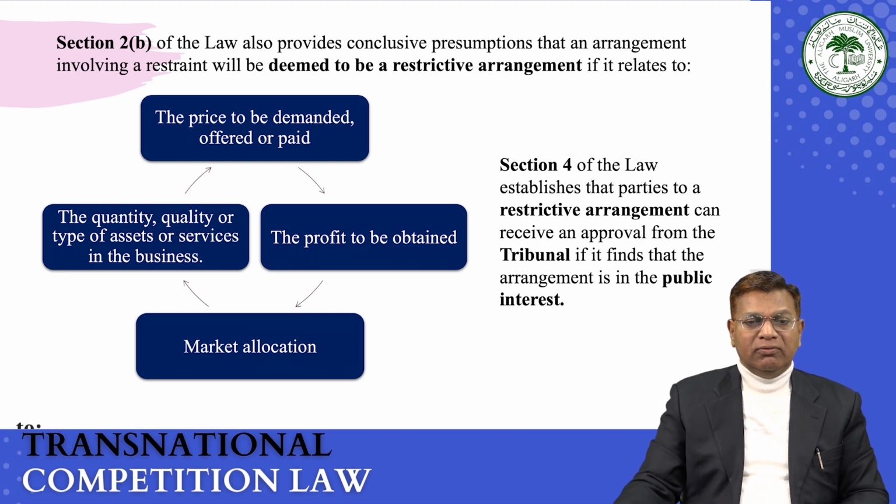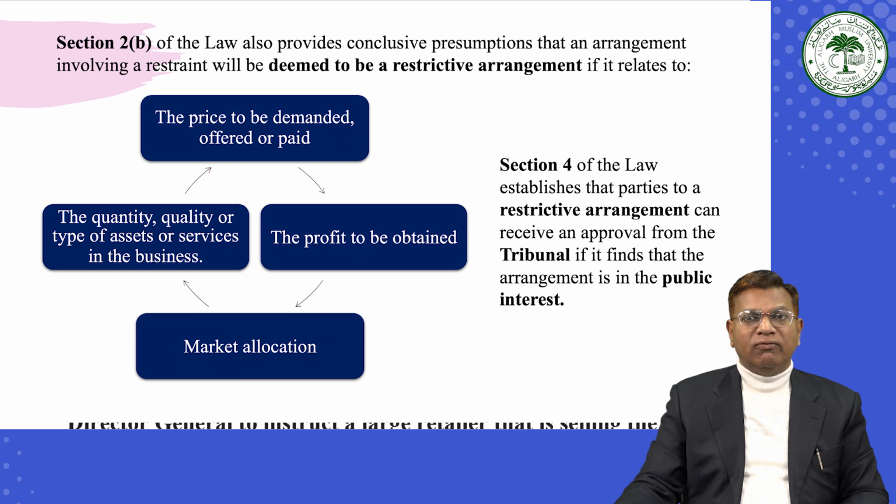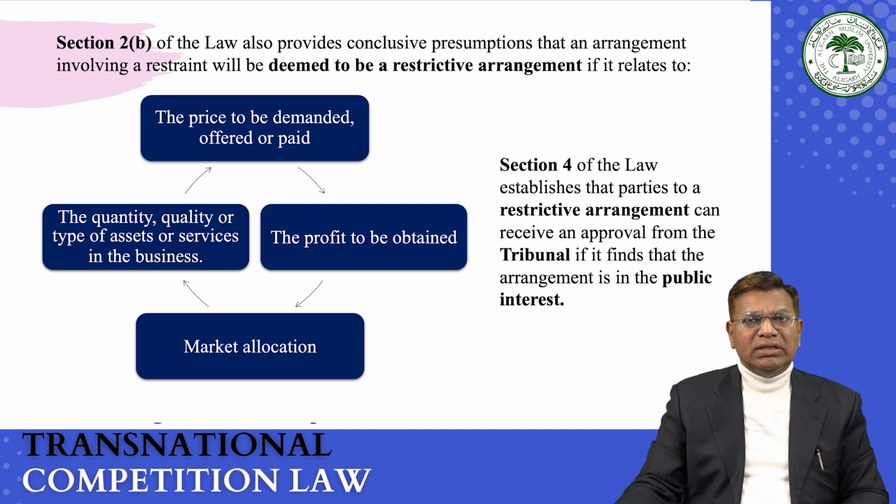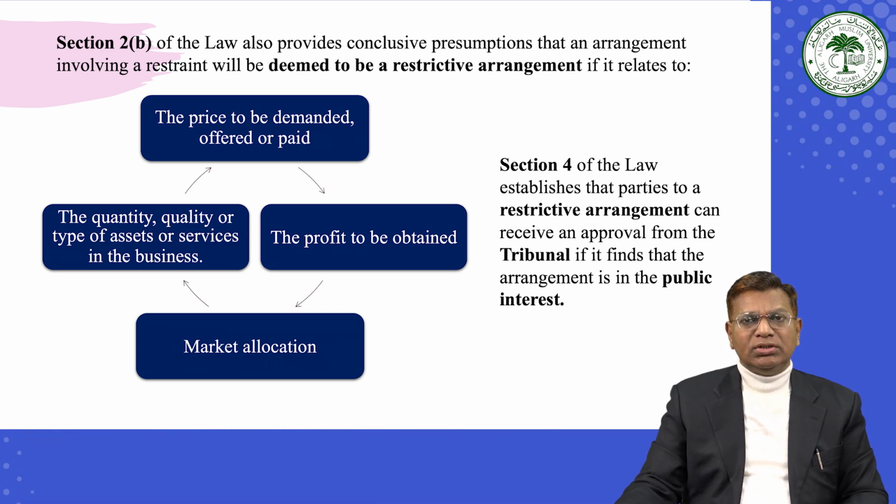And in that reference, we can see that section 4 of the Economic Competition Law 1988 tries to establish that the parties to a restrictive arrangement can receive an approval from the tribunal if it finds that the arrangement is in public interest. So Section 4 tries to create what has been conferred by Section 2A and 2B, and the same thing gets neutralized under a kind of exception or proviso which has been inserted into Section 4, which gives a kind of leverage and exception to any arrangement which has been pursued in public interest.